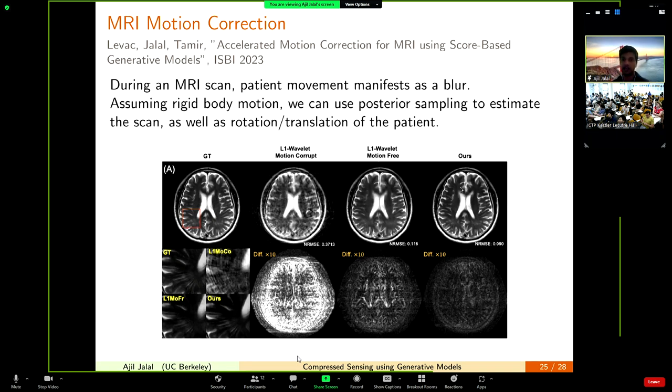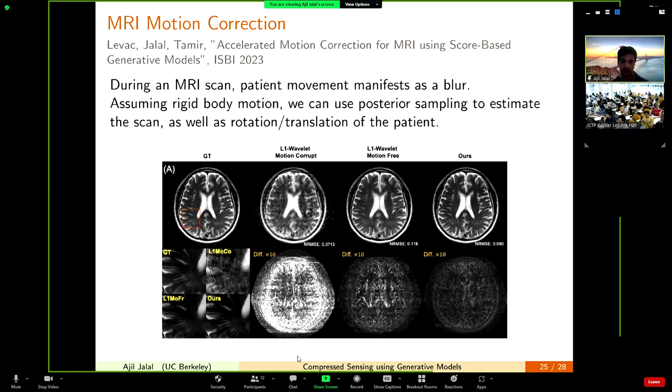So if you do that, we're able to see that our reconstruction over here, which is using corrupted measurements that have motion in them, has a reconstruction quality close to what L1 wavelet would obtain if there was no motion. So the third column is for L1 wavelet if there was no motion at all, whereas the fourth column is our Langevin technique, even with motion corruption in the measurements.